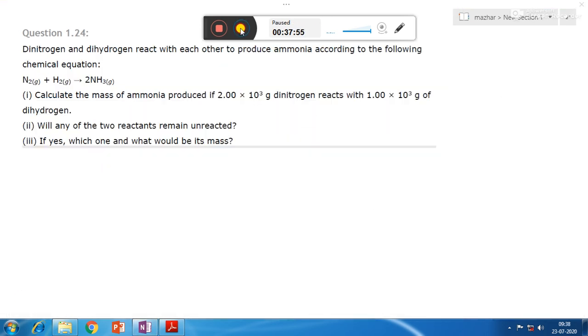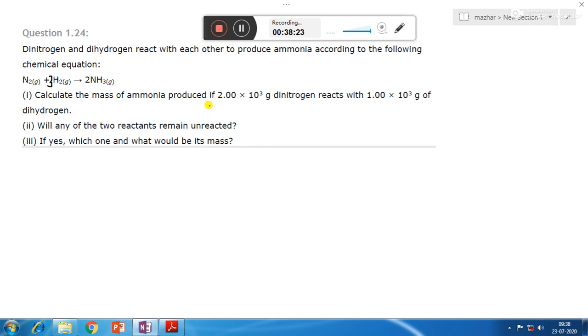Now next question is number 24. Dinitrogen and dihydrogen react with each other to produce ammonia according to the following equation: N2 plus 3H2 gives 2NH3. Number 1. Calculate the mass of ammonia produced if 2 into 10 raised to 3 gram dinitrogen reacts with 1 into 10 raised to 3 gram of dihydrogen.